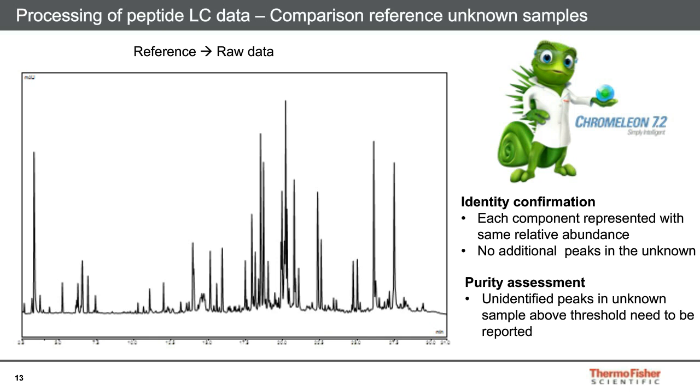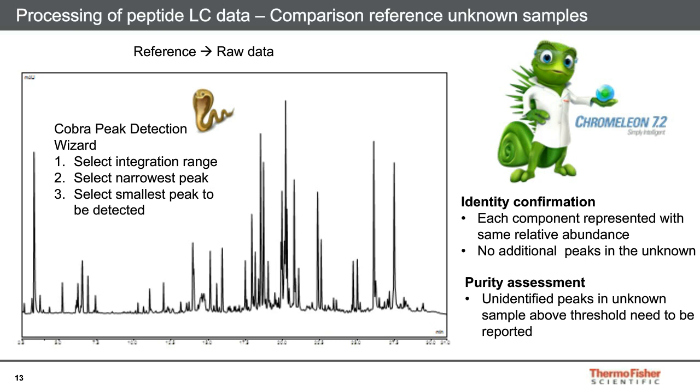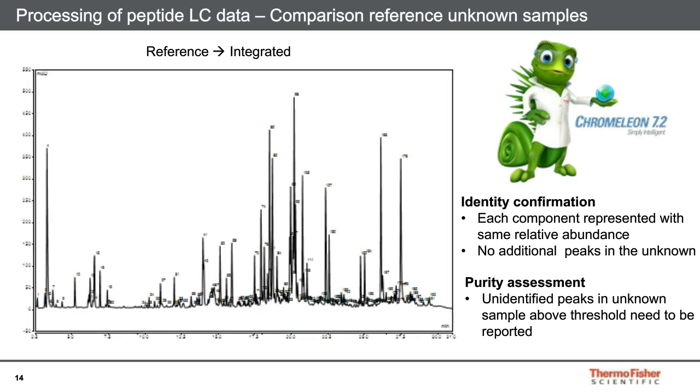So let's imagine you start by processing the chromatogram from a reference standard. You have to run a peak integration, and you can do that in an automatic fashion with Chromeleon 7 by using a wizard called the Cobra Peak Detection Wizard. This wizard will guide you through a few simple steps, and at the end you end up with a chromatogram with all peaks integrated.